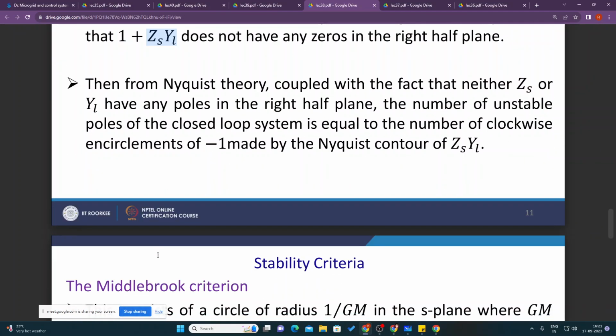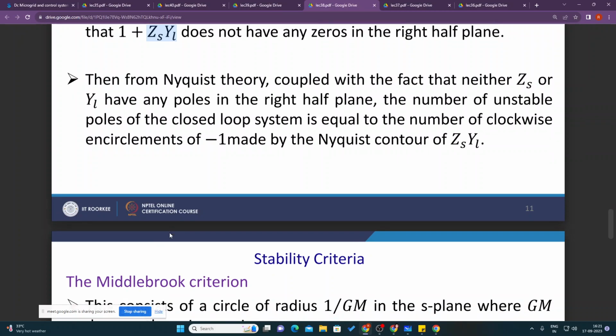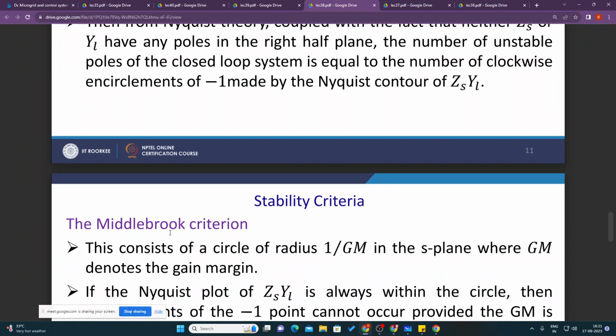I am asking that if you are doing the converter, for the converter we will do the average model. We will find the transfer function, and we will do the Nyquist plot, or Nyquist criteria, or Bode plot for finding the stability and the relative stability. Yeah, you can do that, no issue.